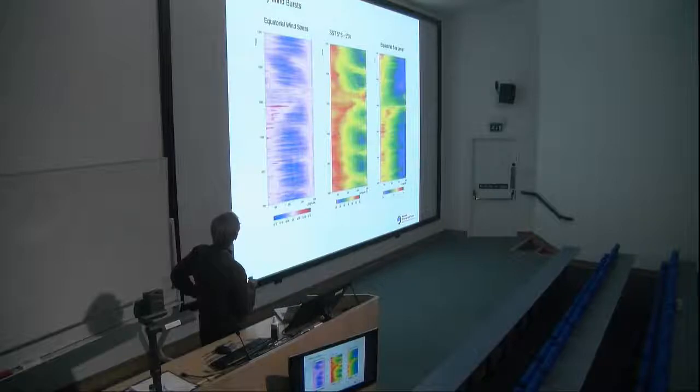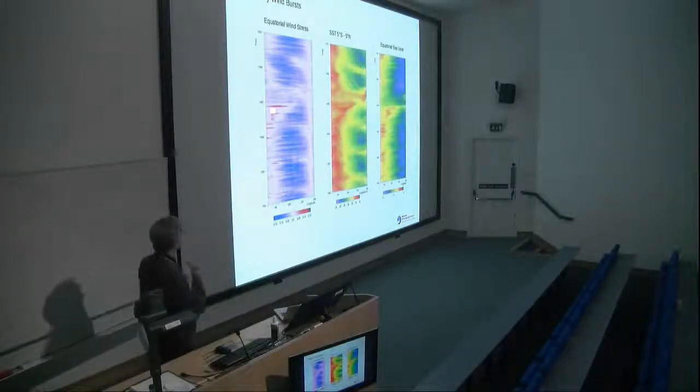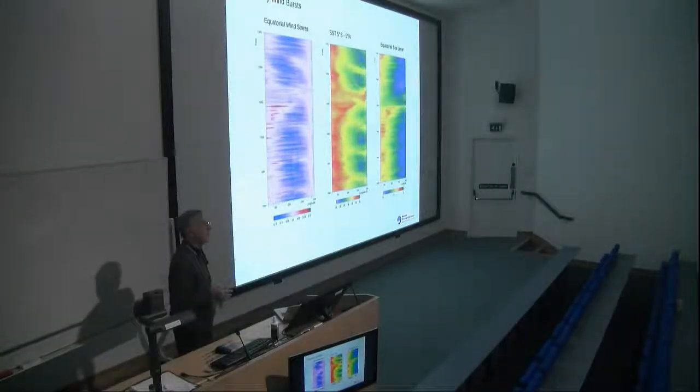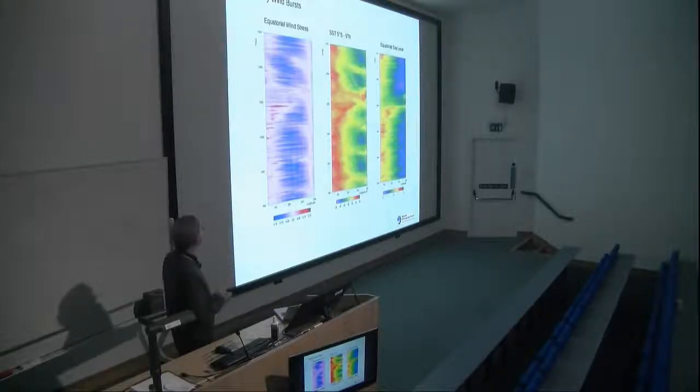Normally, people talk about westerly wind bursts causing the El Nino. Now, this is the wind bursts in the reanalysis, and I'd like to compare it with the actual sea surface temperatures. And what you find is the wind bursts only occur over warm water. So once the water has been warmed, once you've got an El Nino started, then you can get a westerly wind burst, and what they do is they drive Kelvin waves.